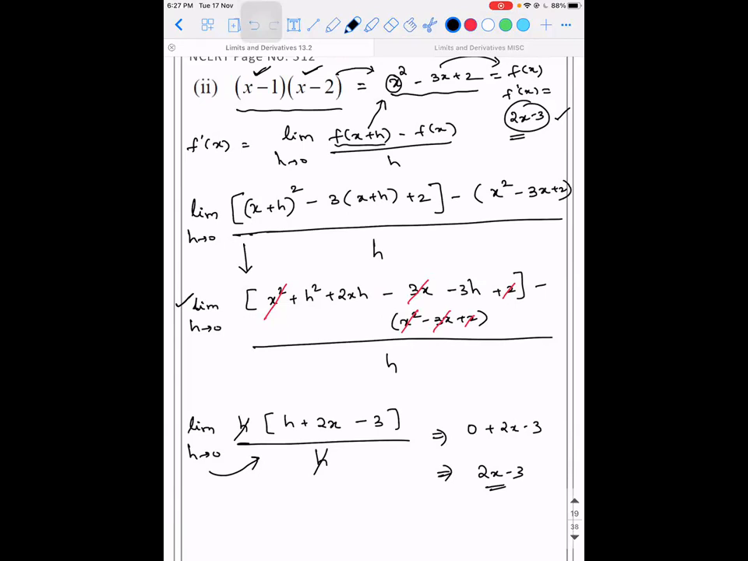Okay, sir. So in the place of x, I replaced it with x plus h. So x plus h the whole square minus 3 is there. Again, you have. Okay, sir. Yes, sir. Got it? I got it, sir. Yes, sir.